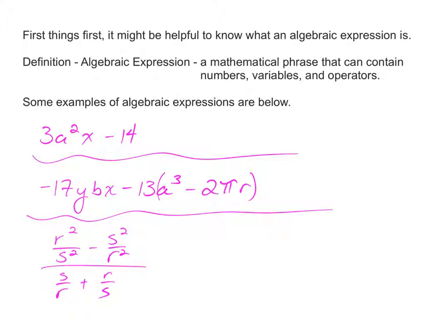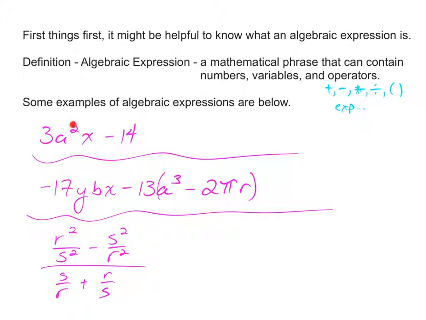First things first, it might be helpful to know what an algebraic expression is. So here we have a definition, algebraic expression, a mathematical phrase that can contain numbers, variables, and operators. Operators just meaning like addition, subtraction, multiplication, division, parentheses, exponents. It pretty much sounds like your order of operations. So you can see now that below there are some examples of algebraic expressions.